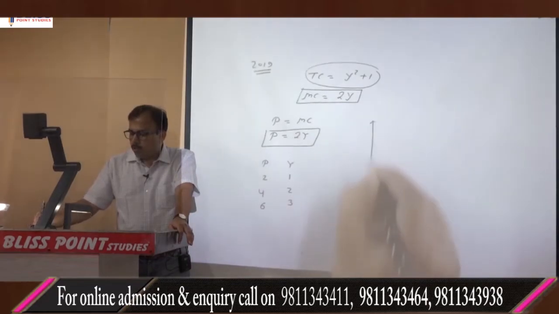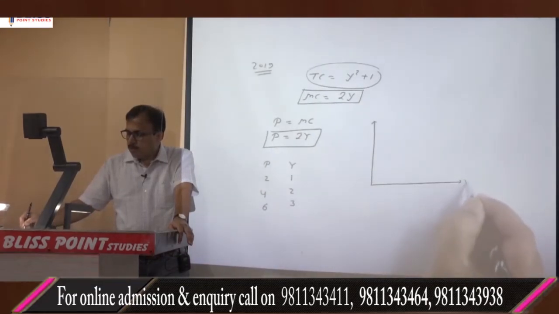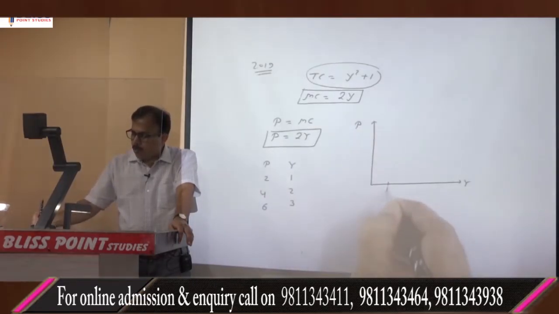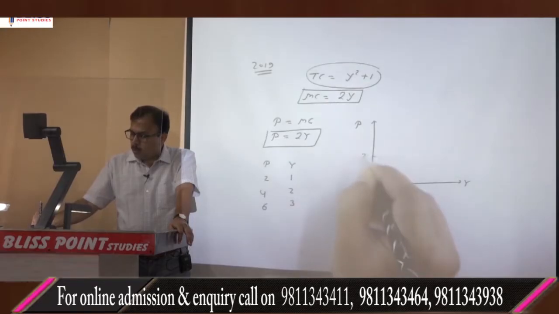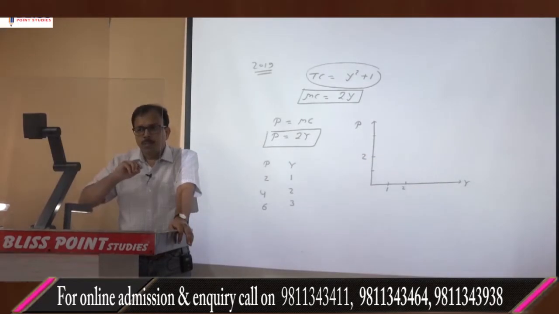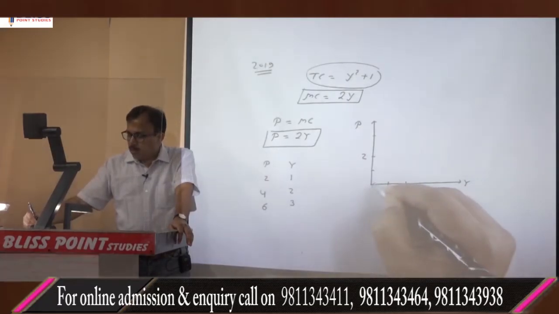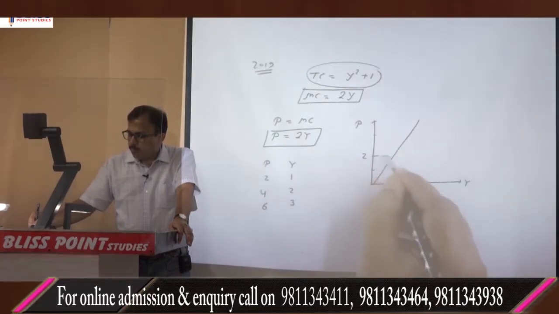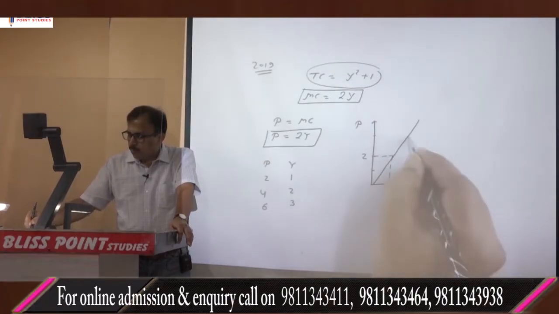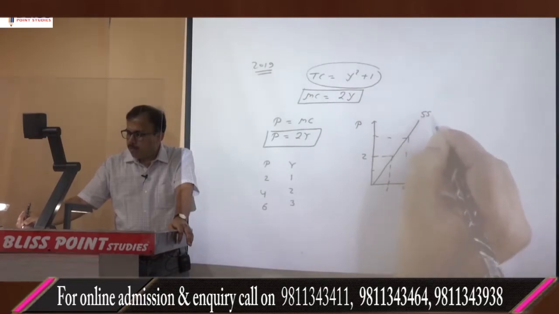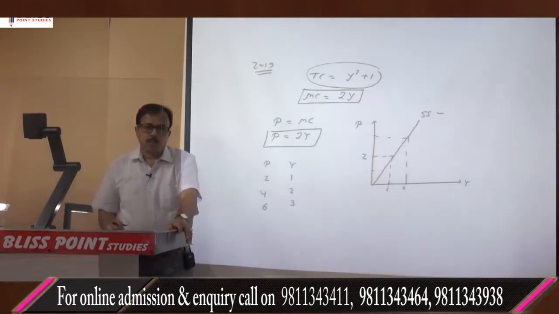So how to plot? This is output, this is price. So when output is 1 price will be 2, when output is 2 price will be 4. So that means it will always increase at a fixed rate. So it will be a straight line. This will be the supply curve which is coinciding with the marginal cost curve.